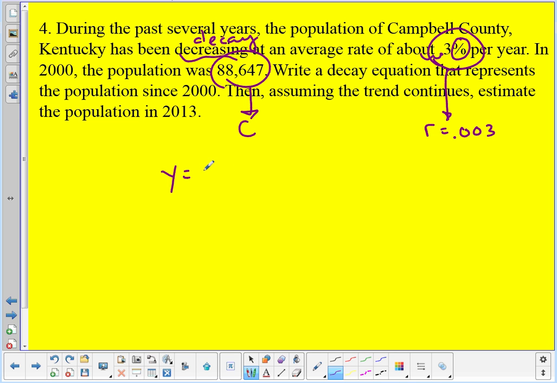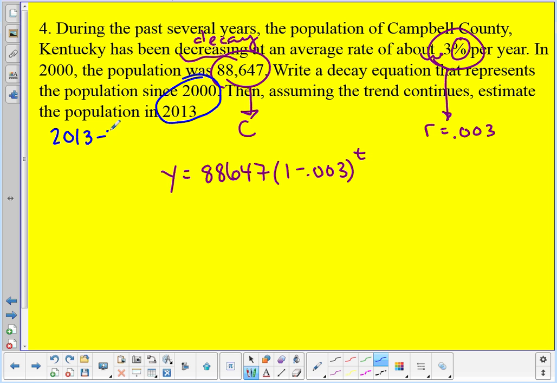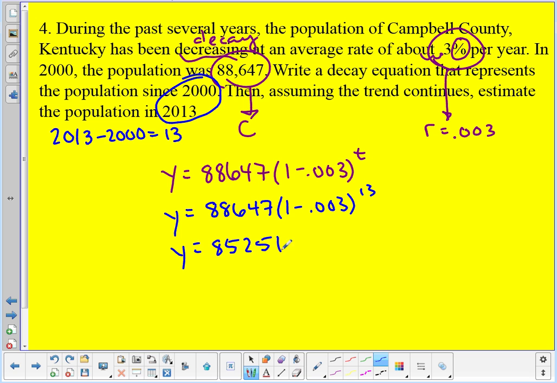y equals 88,647 times 1 minus 0.003, and then I need to raise that to the t power, whatever that t is. Now we're looking for population in 2013. So I need to take 2013 and subtract 2000, which was the starting year, and I get 13 years. So really we're seeing the population after 13 years have passed. 88,647 times 1 minus 0.003 raised to the 13th power. And when I typed that into my calculator, I got 85,251.31.